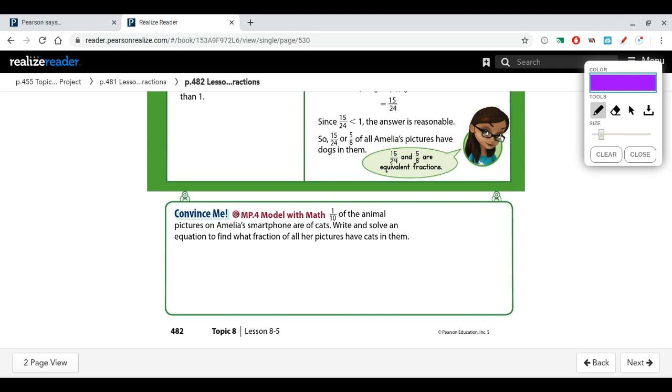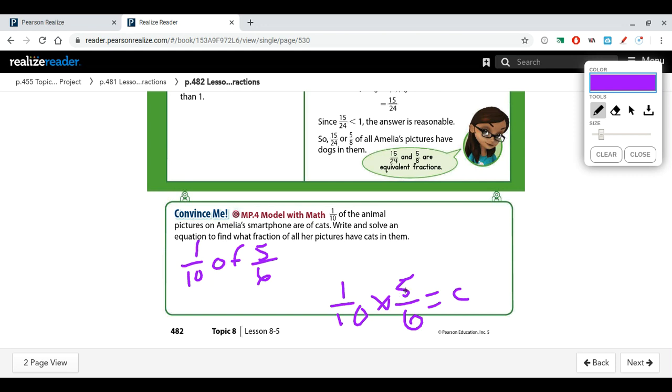So again, she took, so 1/10 of 5/6 is what she has. So my equation is going to be 1/10 times 5/6 is going to equal C for cat photos. And then I'm going to solve. So I look to see if I can cross cancel. So I have 1 and 6. 1 is a unit fraction. It's already simplified. I can't cross cancel. Look at 10 and 5.